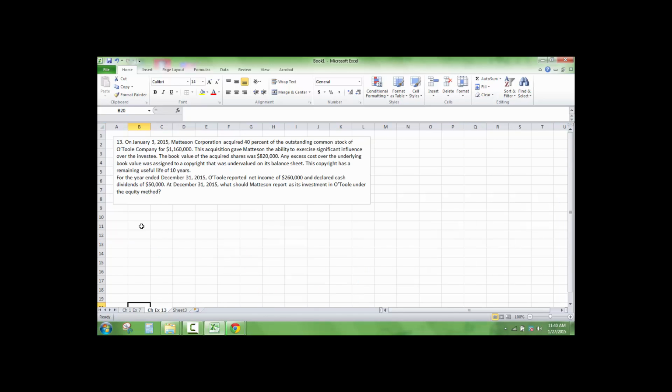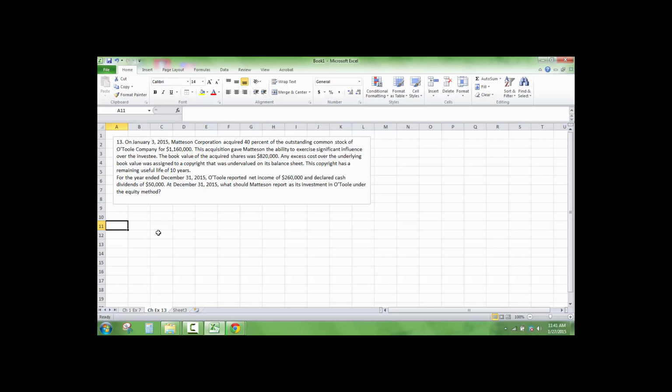Now we're going to try another equity problem to kind of reinforce this. On January 3rd, 2015, Madison Corporation acquired 40% of outstanding common stock of O'Toole Company for $1,160,000. The acquisition gave them the ability to exercise significant influence. The book value of the shares was $820,000. Excess over cost was assigned to copyright, which was undervalued. The copyright has a remaining useful life of 10 years.